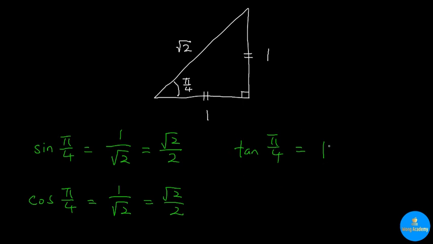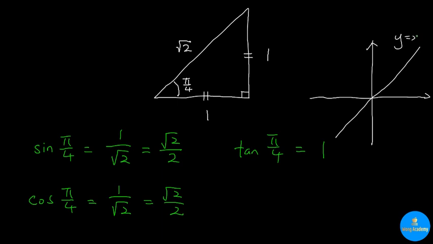This also agrees with the fact that the straight line y equals x has the slope equal to 1, and the angle here is 45 degrees or pi over 4.